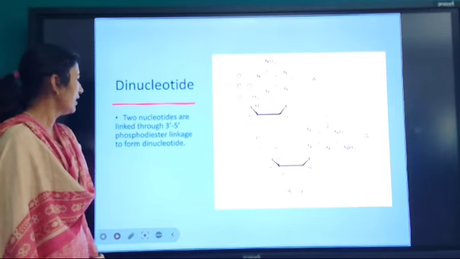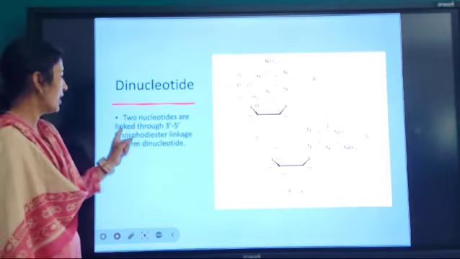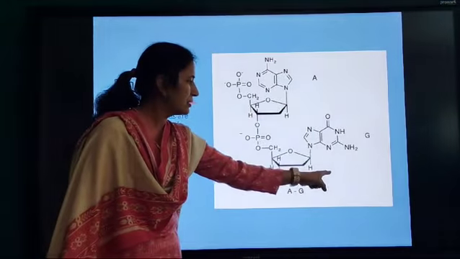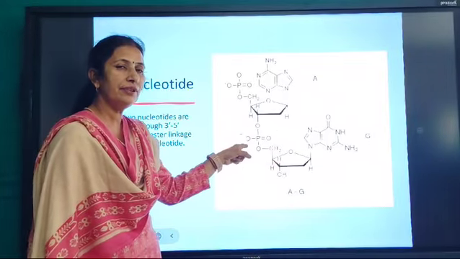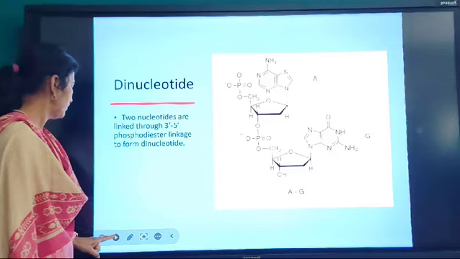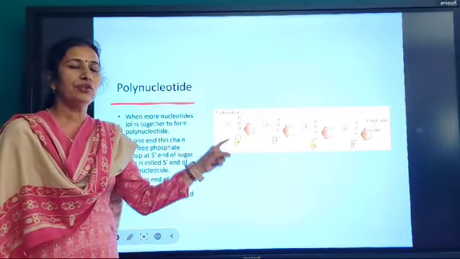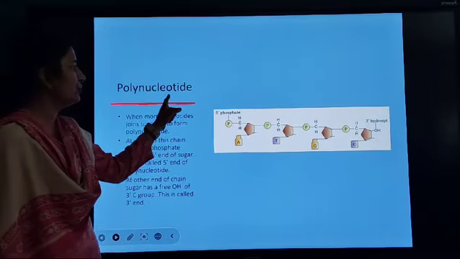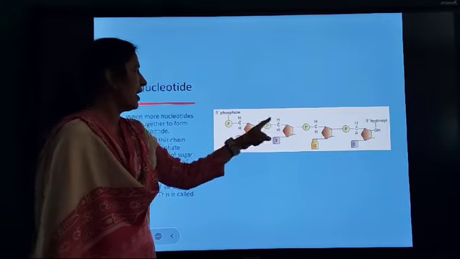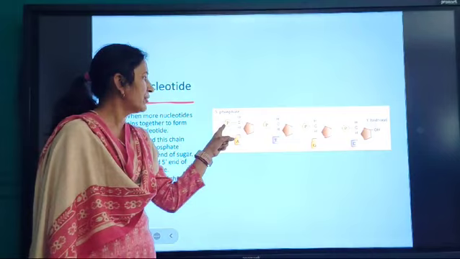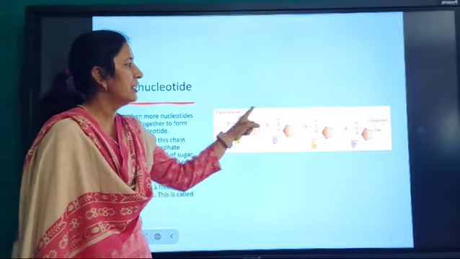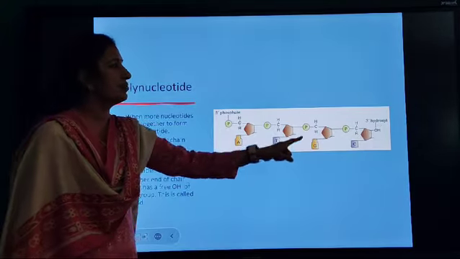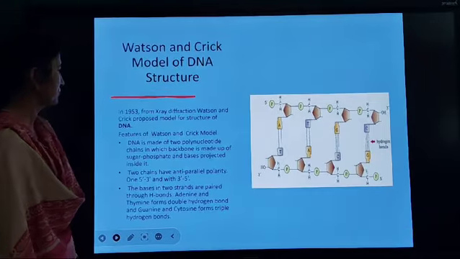Two nucleotides are linked through a 3' to 5' phosphodiester linkage to form a dinucleotide. This is one nucleotide, this is the second nucleotide. They are linked with each other by phosphodiester bonds. When many such nucleotides are linked by phosphodiester linkage, it will form a polynucleotide chain. As you can see in this figure, at one end of this chain, at the fifth carbon atom of the sugar, the phosphate group is free. At the other end of this chain, at the third position, the hydroxy group is free. This is known as the 3' end.